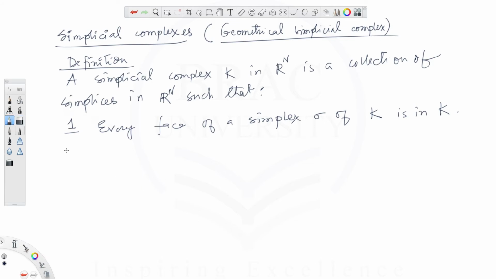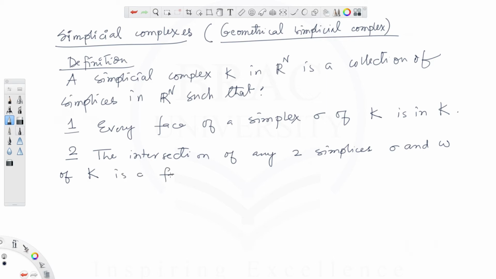Right, so this was property 1. The second property is that the intersection of any two simplices sigma and omega of the collection K is a face of each of them. Okay, all right. So these two properties need to be fulfilled.